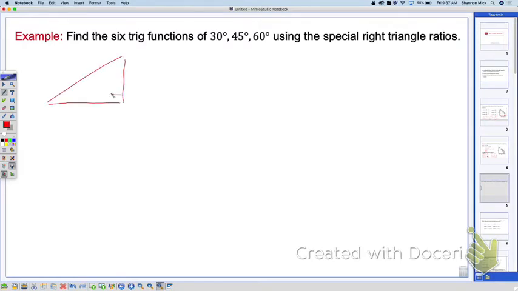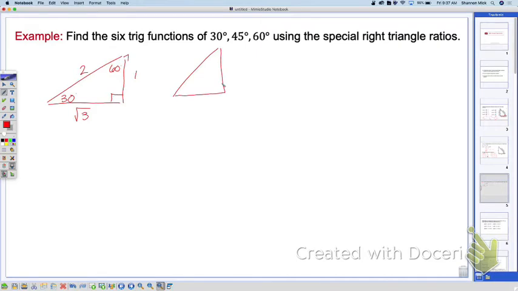So I have a 30, 60, 90. Across from 30 is 1. Across from 60 is the square root of 3. Across from 90 is 2. Then I make a 45, and my 45s usually will look like 30, 60, 90s.